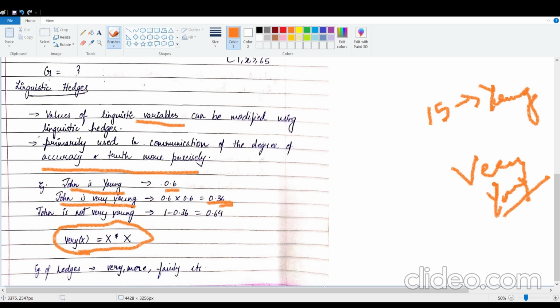Maybe not, right? So 15 can no longer be considered very young because there are certain other people who can be called very young. Maybe 5 is very young. Maybe 6 is very young. We definitely know that very young is a concentration of your young fuzzy set. If you remember concentration and dilation, this pretty much does the same thing. So what very does is it concentrates whatever you have here. Examples of hedges are very, more, fairly, and so on and so forth.